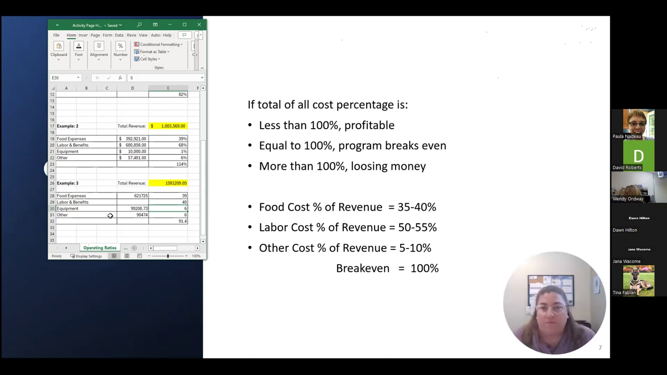Mine was, it looks like 96. 96. Wow, that's great. Yep, breaking even. That's really good. Great. Anybody else?